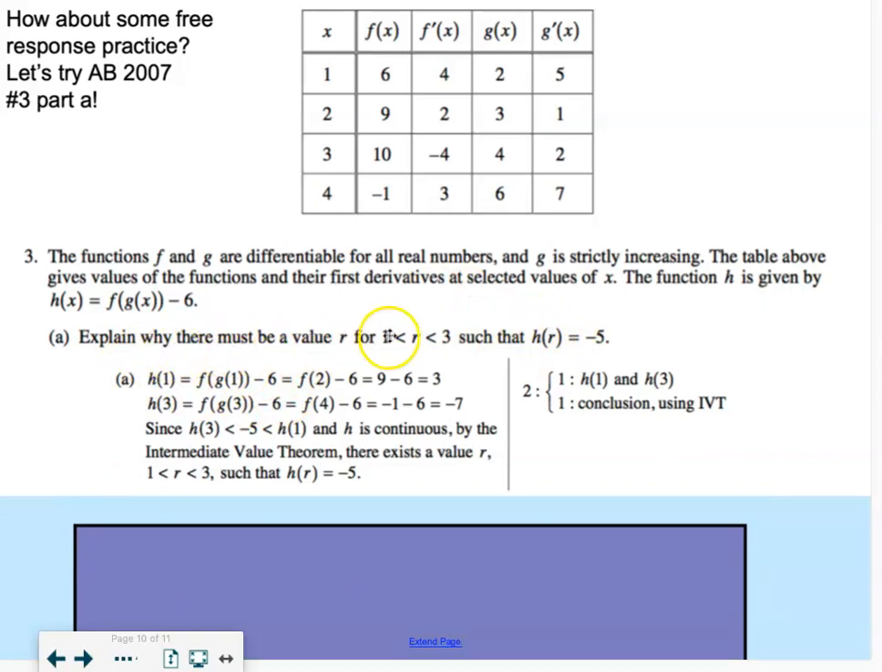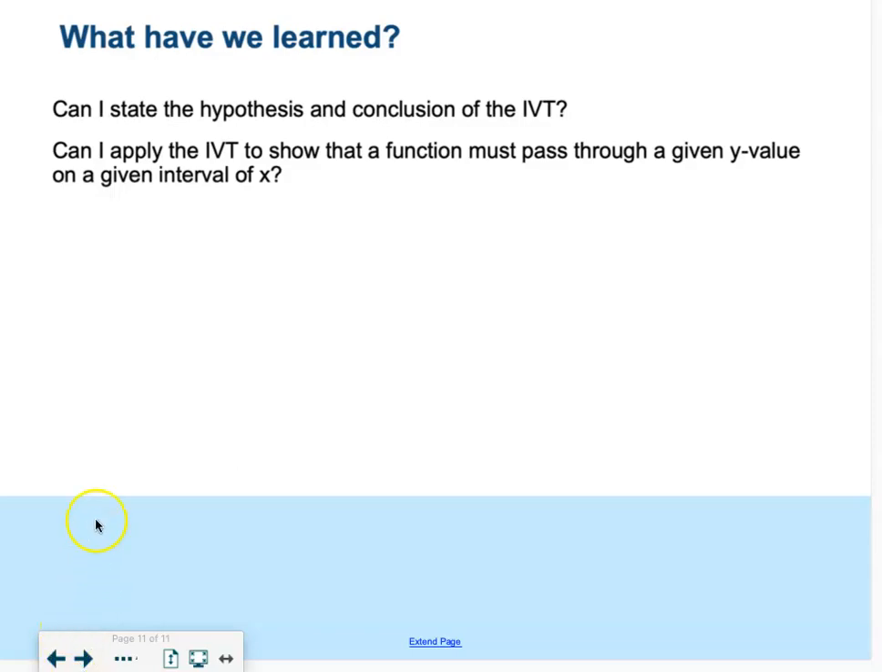So explain why there has to be a value. It's because H is continuous. You have to find H of 1, which is F of G of 1 minus 6. So you have to plug in, find G of 1. G of 1 is 2. F of 2 is 9. So F of G of 1 minus 6 is 9 minus 6, which is 3. You do the same thing for H of 3. And then you say, hey, look, -5 is in between -7 and 3. Therefore, by the IVT, there must exist some value R between 1 and 3 such that H of R equals -5. And here endeth the lesson.